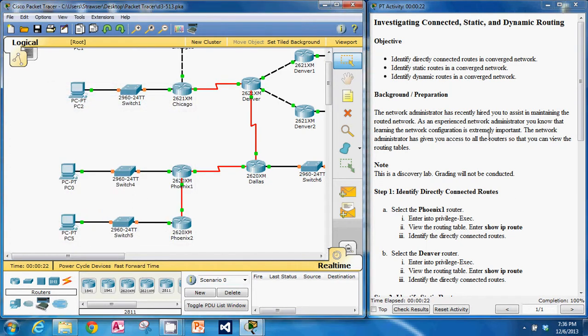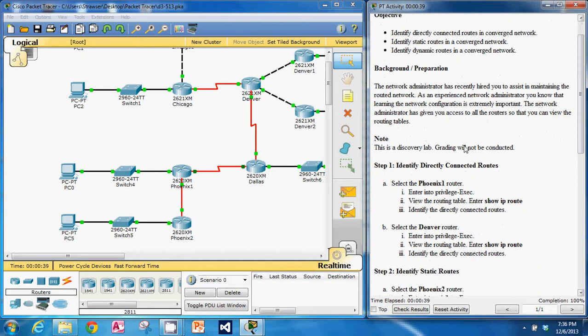Welcome back to another Packet Tracer activity. This is 5.1.3, and we're just investigating connected, static, and dynamic routing. We're going to look at the directly connected, the static, and the dynamic routes in a network. So let's just jump right into it.